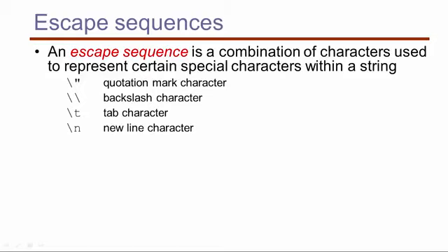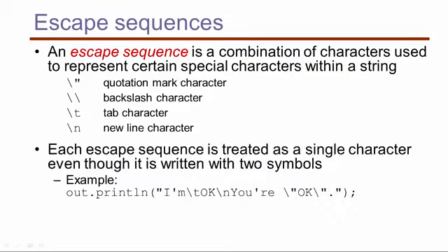The backslash T is the escape sequence for inserting a tab character into the string, and the backslash N is the escape sequence for inserting a new line character, which causes the following data to appear on the next line. Even though each escape sequence is two characters together, the compiler treats them as a single character. Let's consider this example. We have a println statement that is printing a string that contains several escape sequences. Take a moment to look at the string.